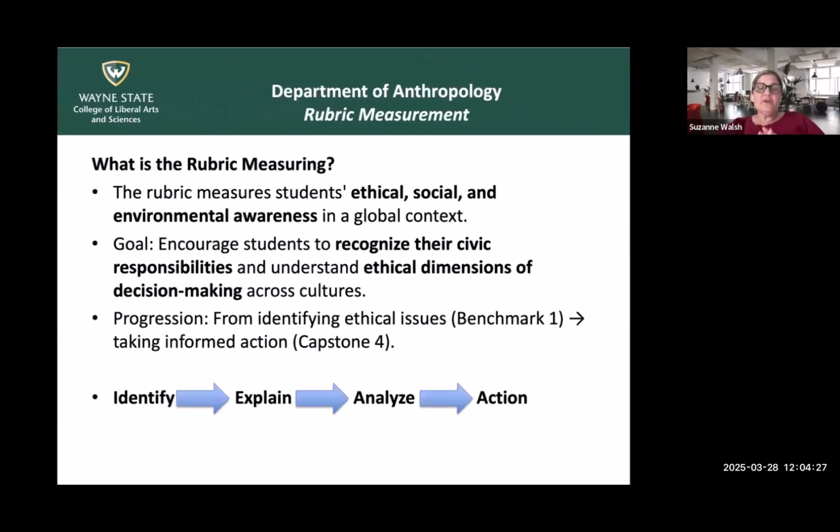So with the rubric measuring, what is it measuring? Ethical, social, and environmental awareness in a global context. Really, the main point of this slide is down at the bottom. The four ways in which students can identify, explain, analyze, or take action around these three topics: ethical, social, and environmental awareness. The course is not necessarily designed exactly around this particular idea, but there are many components within the course that fit well with this idea of what is your personal responsibility within a global context.